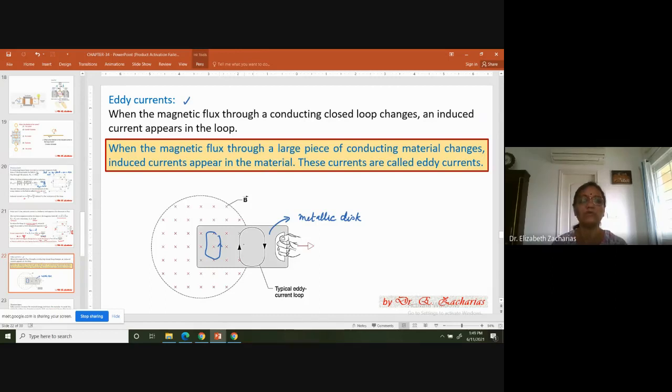And why are these loops set up? These loops of current start getting set up in the metal because the magnetic flux through the metallic piece is changing. Now these kinds of currents are called eddy currents. If somebody asks you what an eddy current is, you just say that when the magnetic flux through a large piece of conducting metal changes, then there will be current loops appearing in the metal. These currents are called eddy currents. And please remember, wherever there is an eddy current, there is going to be heat because of Joule heating.